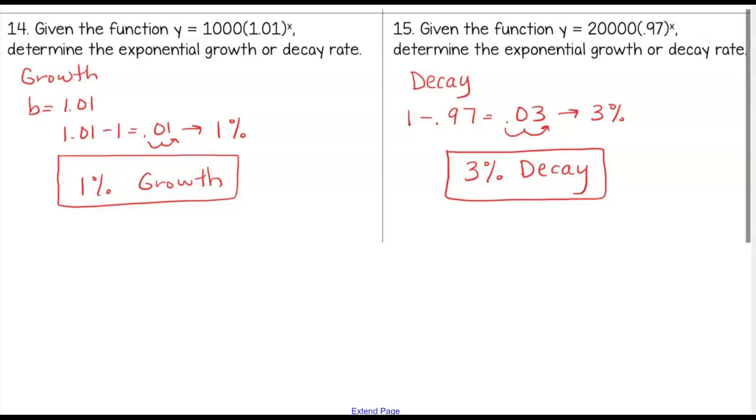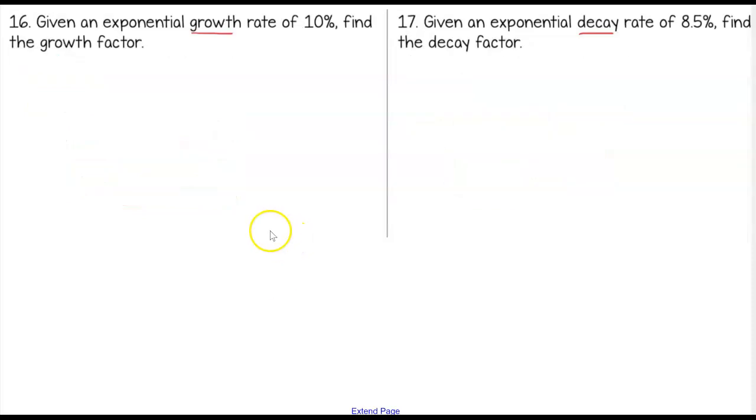Alright, let's take a look at some more. Okay, so these are a little different. So it says, given an exponential growth rate of 10%, find the growth factor. So what we want to do is, they tell you it's 10%. All we want to do is figure out what that growth factor, the b, is. So instead of having the b, we're trying to find out what the b is based on the rate. So the rate is 10%, okay, and we know it's a growth.